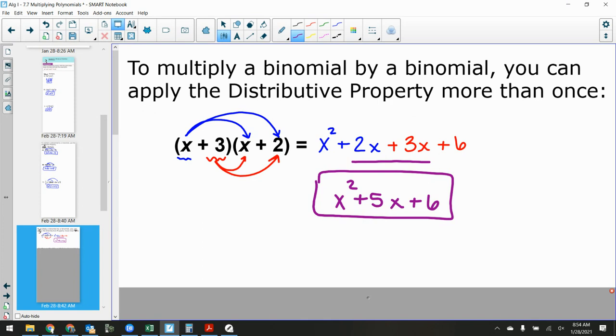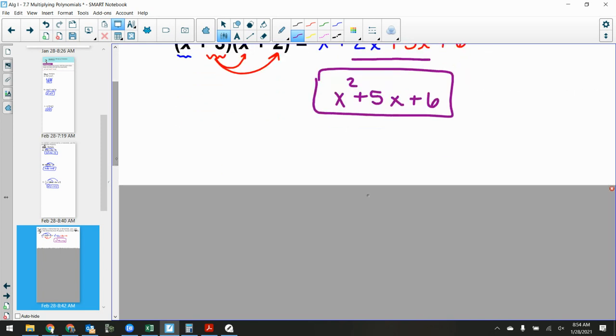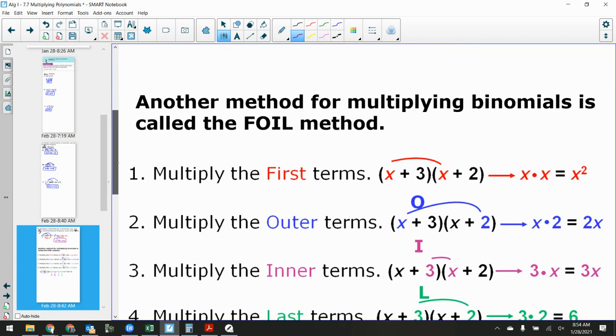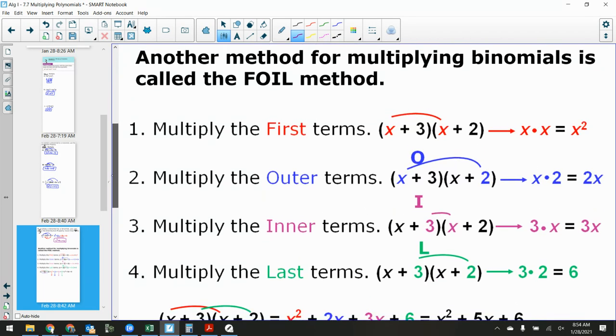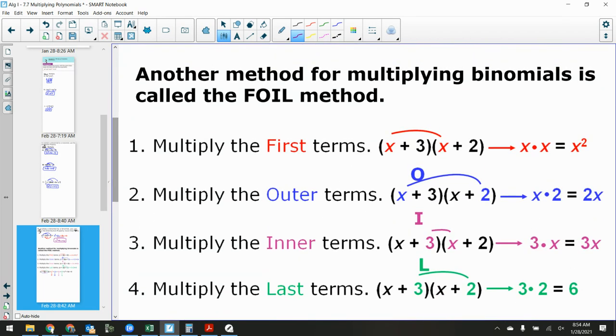So when you want to multiply two binomials together, you're going to basically do the distributive property twice. Now, there's a catchy way to remember what you're doing there, and it's called using the FOIL method. I don't know where my F got lost along the way here. There we go. But it's called using the FOIL method.